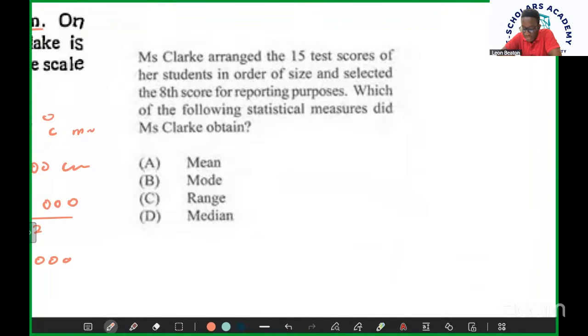Miss Clark arranged the 15 test scores of her students in order of size and selected 8 scores for reporting purposes. Which of the following statistical measures did Miss Clark obtain? Mean, mode, range, median. This is a giveaway. A 15 test score, she arranged it in size and selected the 8th one. The 8th would be the middle one. So obviously she selected the median. D.